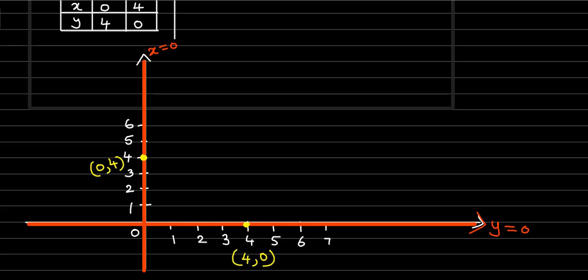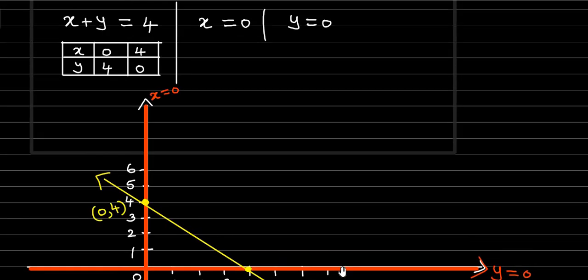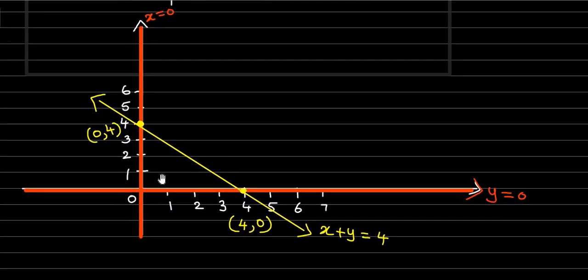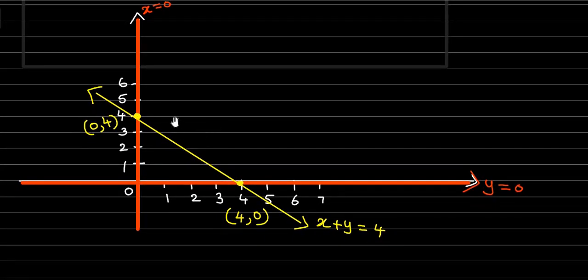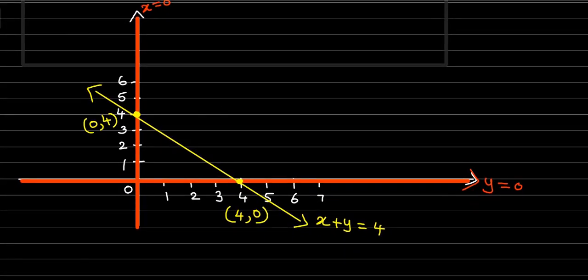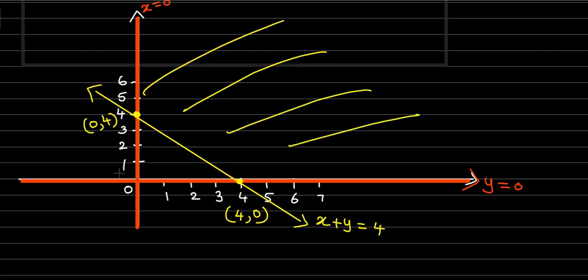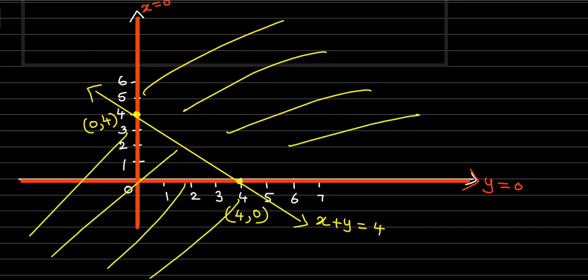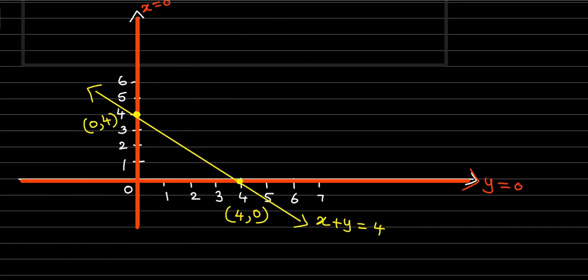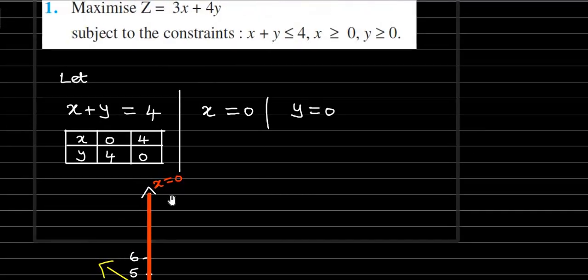Now, on joining these 2 points, what will we get? On joining these two, we'll get a straight line. So what is this particular straight line? The x plus y equal to 4 line. After drawing this x plus y equal to 4 line, you can see the graph is dividing into two portions, right? One is above this yellow line, this particular portion, and the other one is this particular portion. So for the given inequality, we need to identify where the solution lies.